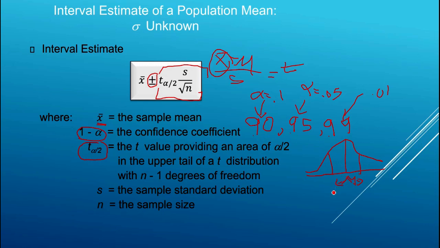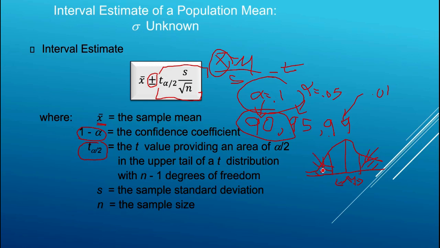But if we're going to construct that type of confidence interval, we're going to have area left over in both tails. By convention, the area that's left over in both tails is what we call alpha. So if we were constructing a 90% confidence interval, we would have alpha equal to 0.1. There would be 10% of the area left in both tails, right?